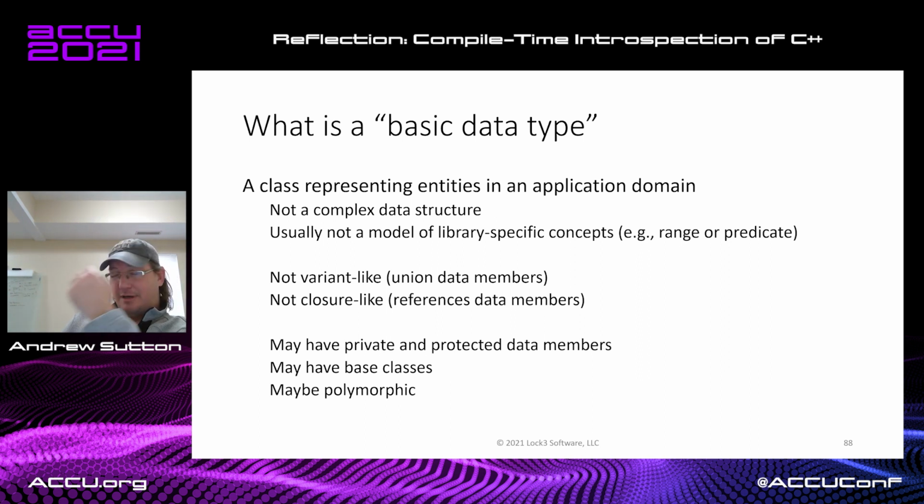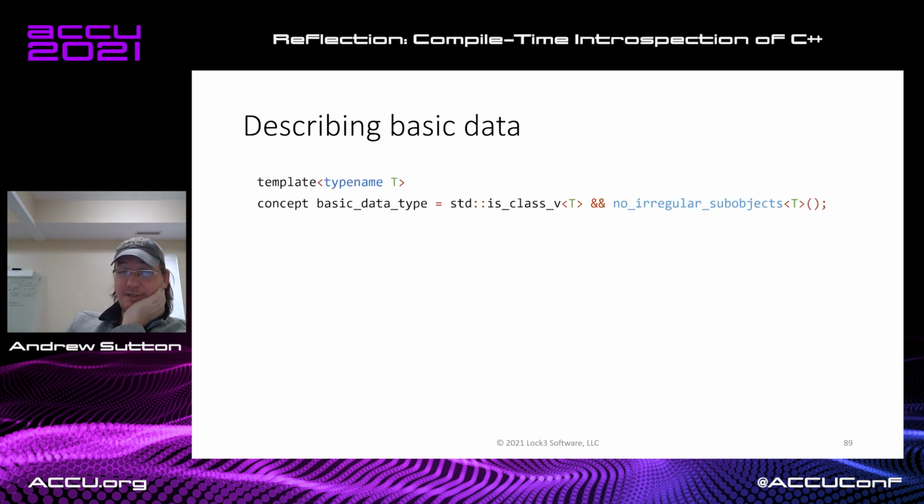Right? So I think the question is, can we define a concept for this? And the answer is yes, we can try. And this is my attempt at doing that. So a basic data type is a class, because if it's not a class, we already have concepts to describe it, like integral or floating point or pointer. So it is a class, and it doesn't have any what I'm going to call irregular subobjects.